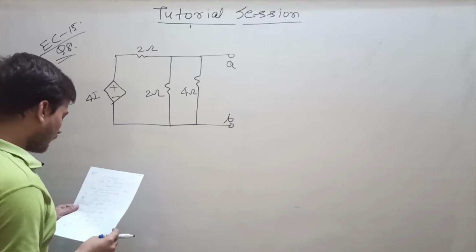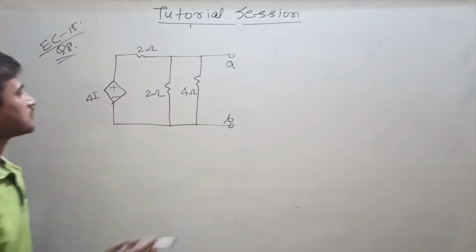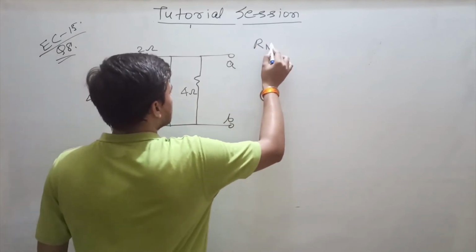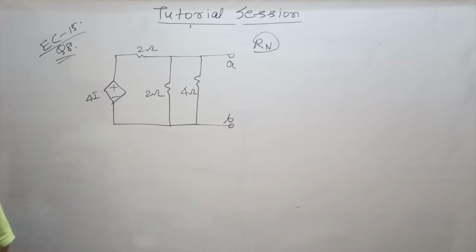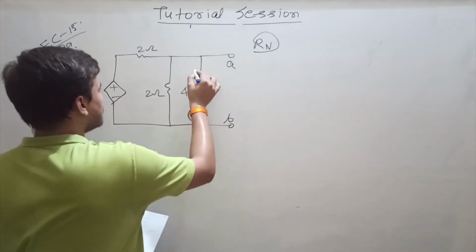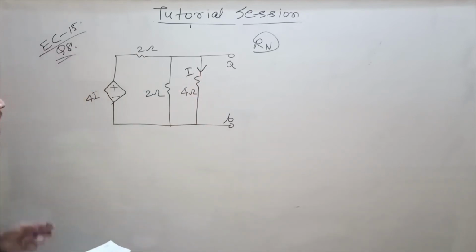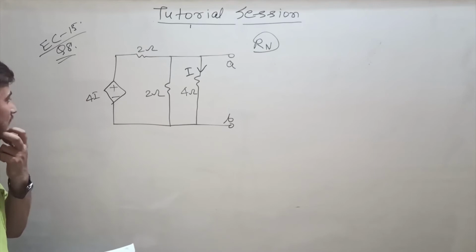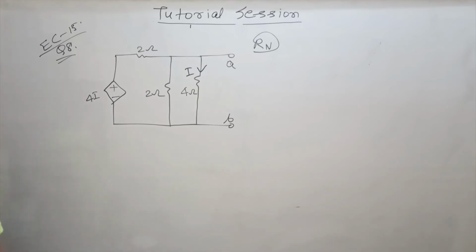You have to find Norton's resistance Rn, and the current is this one. This is the current I. So let us see how to find Norton's resistance.